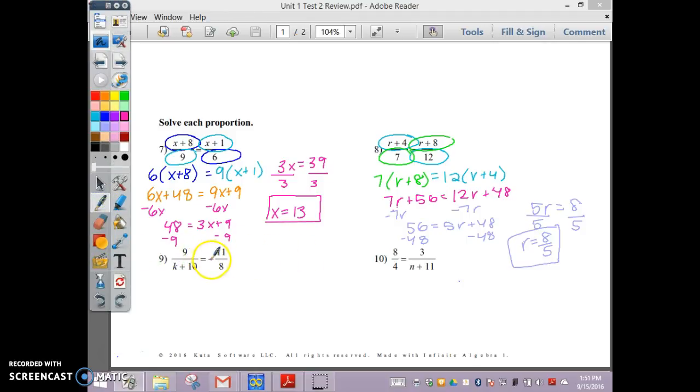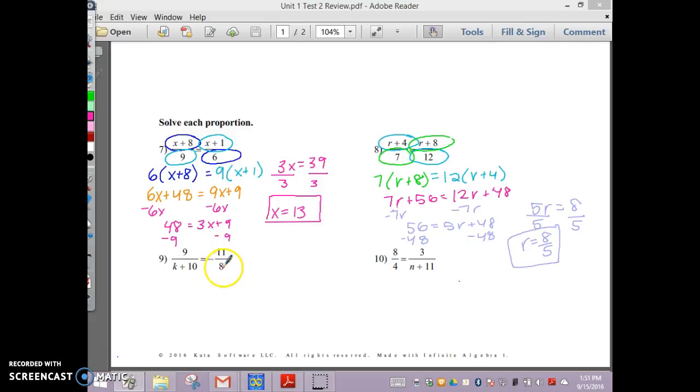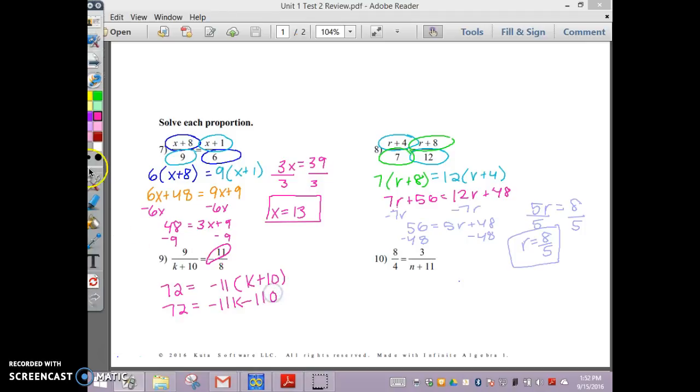So when you have a negative fraction, both the numerator and the denominator are not negative. Only one of them makes the fraction negative. So I'm just going to carry the negative with the 11 for this example. It could go with the 8. It really doesn't matter. So 9 times 8 is 72. And then I'm just going to distribute the negative 11 to both sides, or to the k and the 10. So that's negative 11k minus 110.